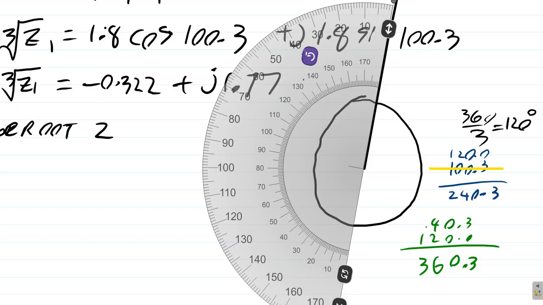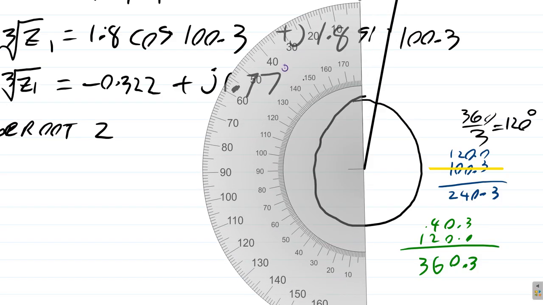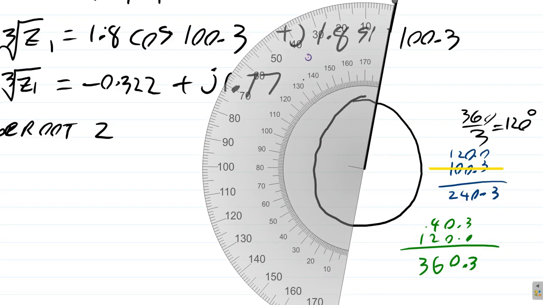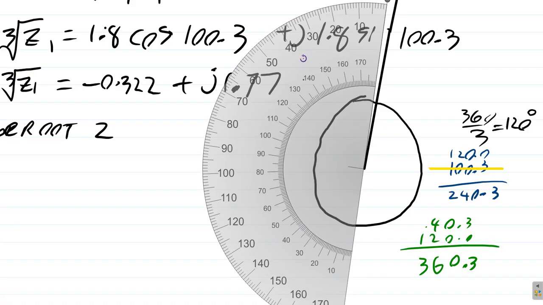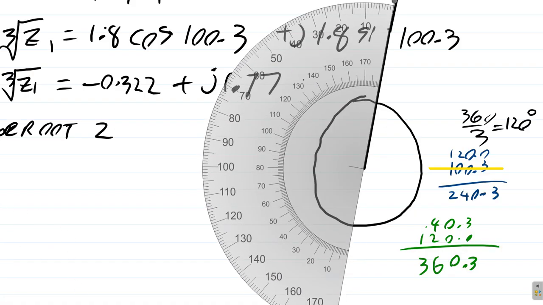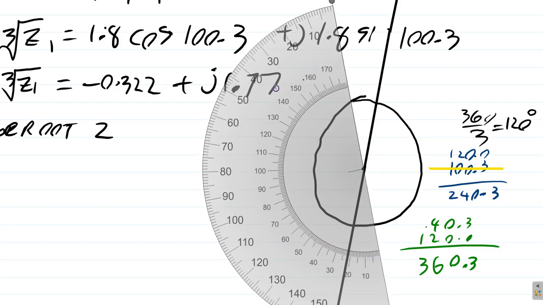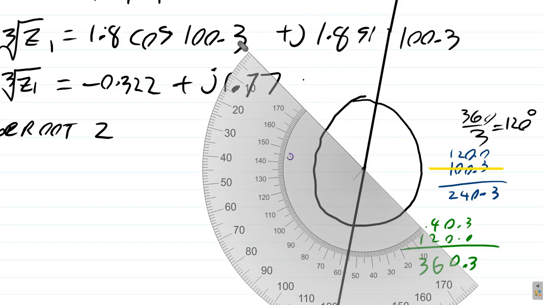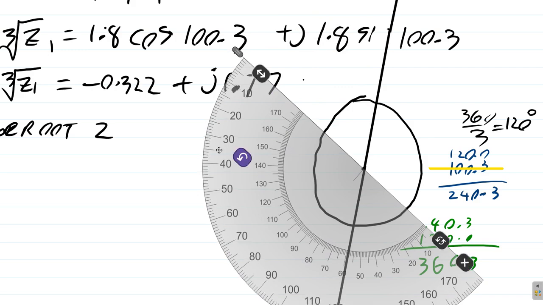This would pass 180, so let me draw this line to make it my 180 line. 180, 190, 200, 210, 220, 230, 240. So you have 60 degrees more to reach 240. So this would be 240 degrees, right?